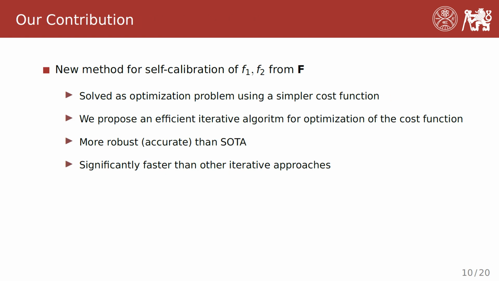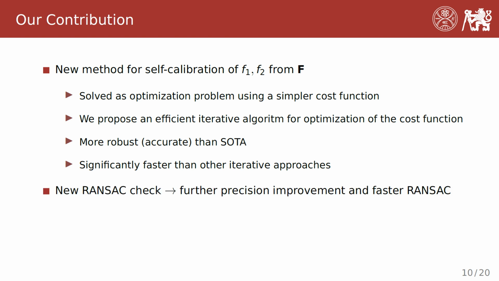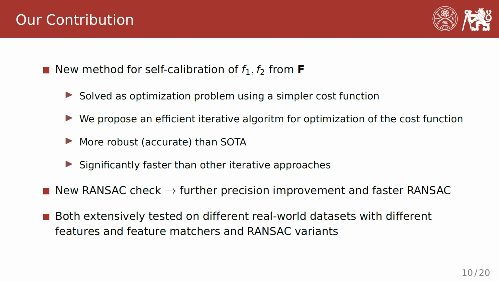In our paper, we propose a new method for camera self-calibration, which we formulate as an optimization problem using a simpler loss function. We solve the optimization problem using an efficient iterative algorithm. Our method provides more accurate results than all state-of-the-art approaches, while being faster than other iterative approaches. We also propose a new check within RANSAC to reject bad models, leading to further improvement in terms of accuracy and speed. We extensively tested the proposed methods on real-world datasets using different features, matchers, and RANSAC variants.